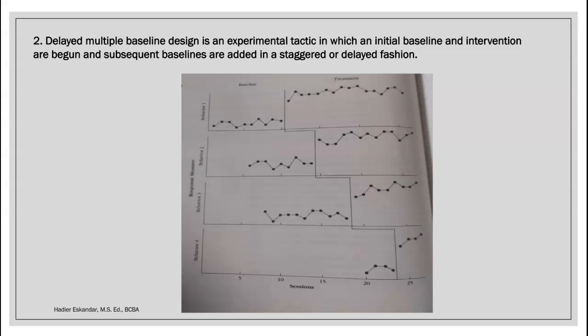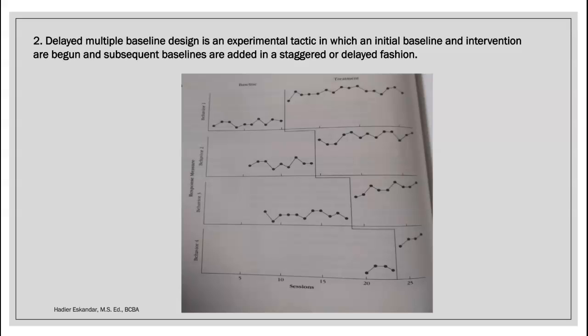Also, you don't want to apply the independent variable to the next behavior too soon, because again, you want to have stabilized data before you start implementing the treatment to the next behavior, because then you are able to say there is a functional control or experimental control.